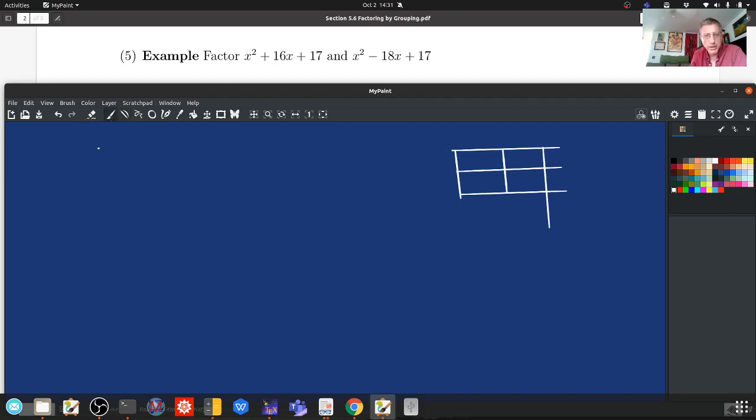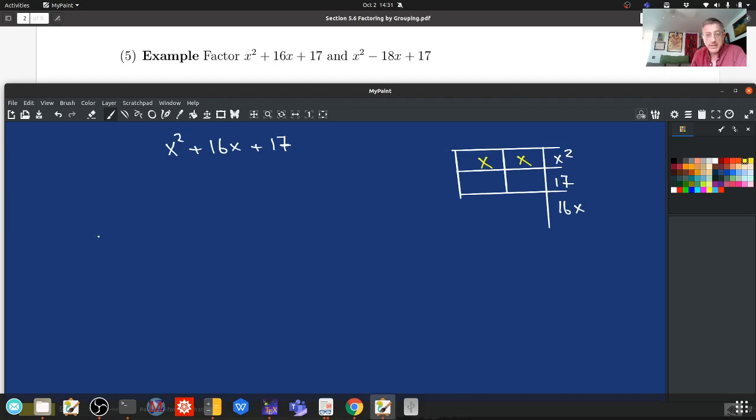And the reason I'm showing you this method is because when we leave the world of monic polynomials, then you will see how much nicer this table is. So again, it's a monic degree 2 polynomial. That means the leading coefficient is 1.